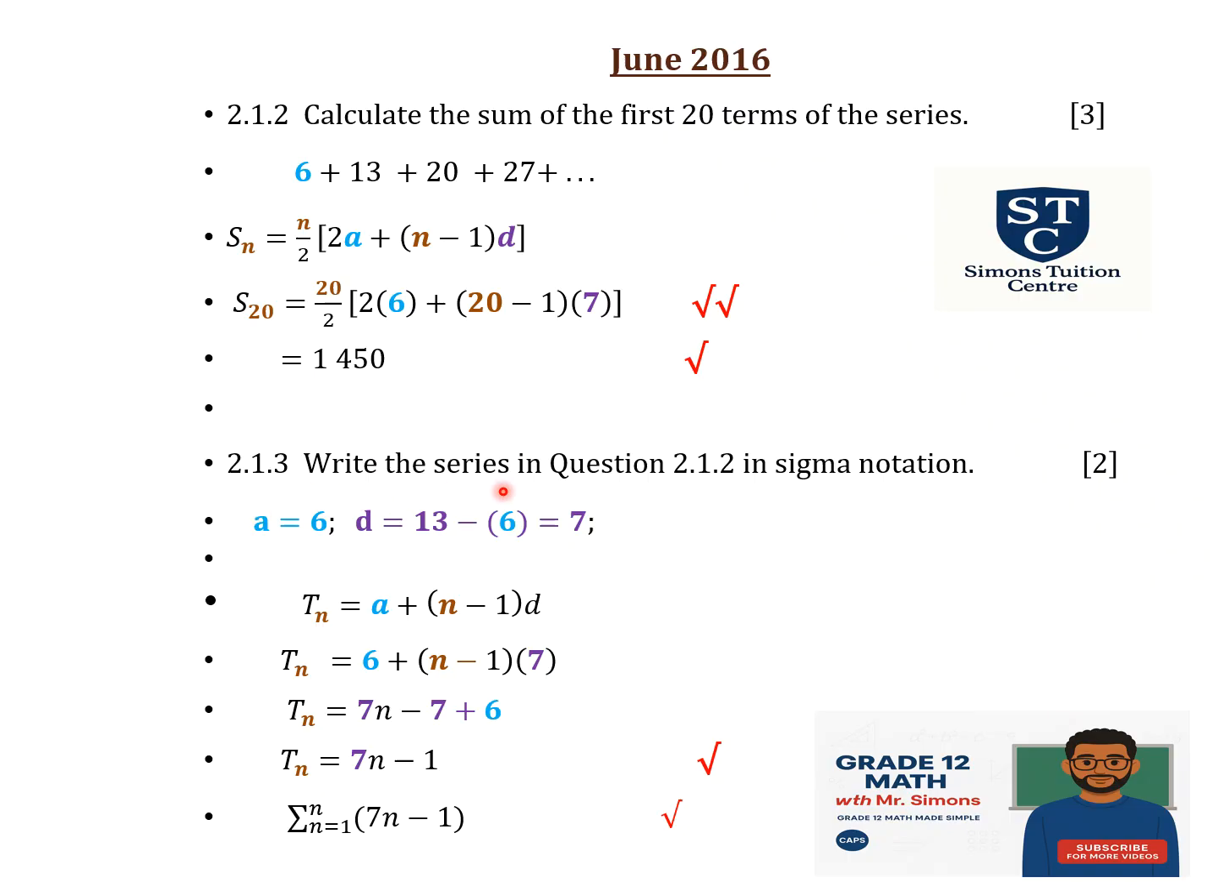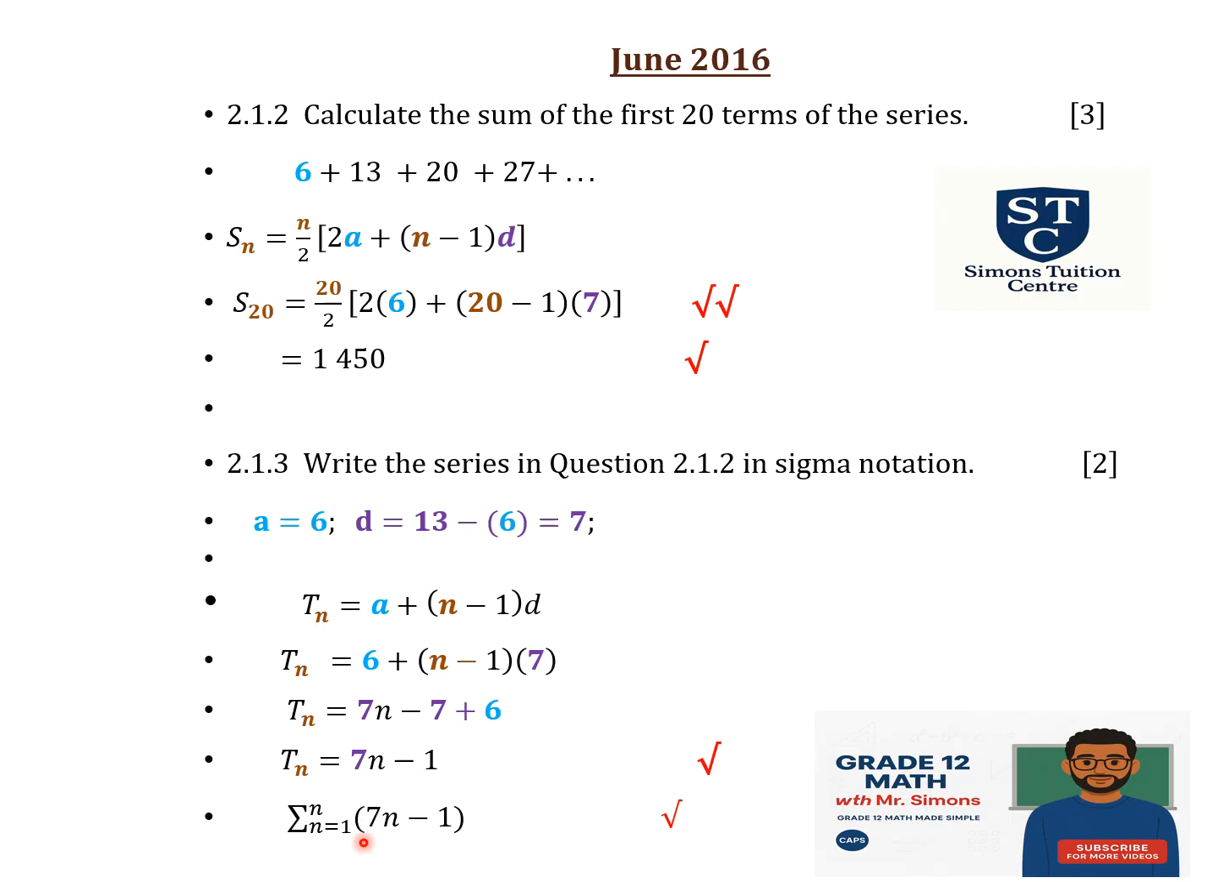Right, and then: write the series in question 2.1.2 in sigma notation. So we know a equals 6, we add d, which is equal to 7. We must find the Tn formula to write something in sigma notation. So Tn equals a plus n minus 1 times d, a being 6, d being 7, 7 times n, 7n, 7 times minus 1, negative 7, plus 6. Minus 7 plus 6 would give me negative 1. So Tn equals 7n minus 1.